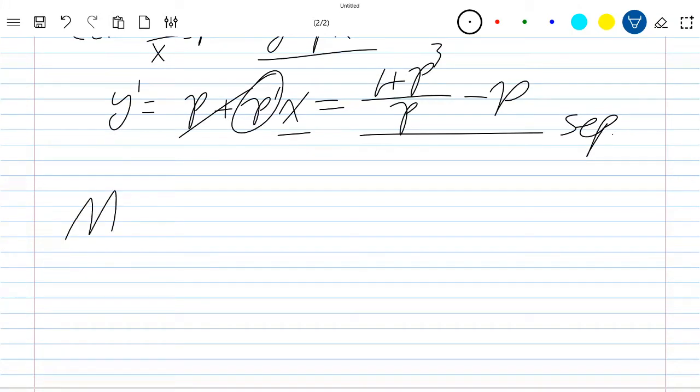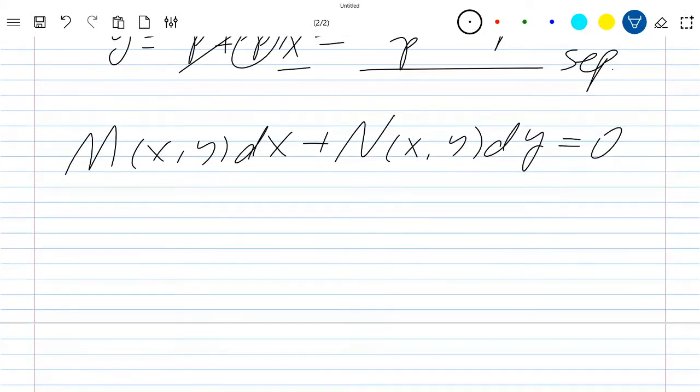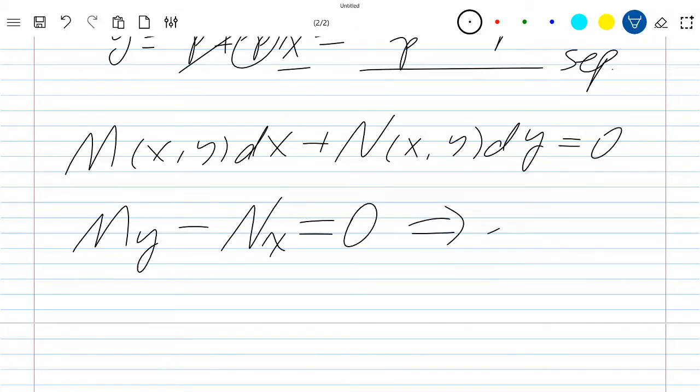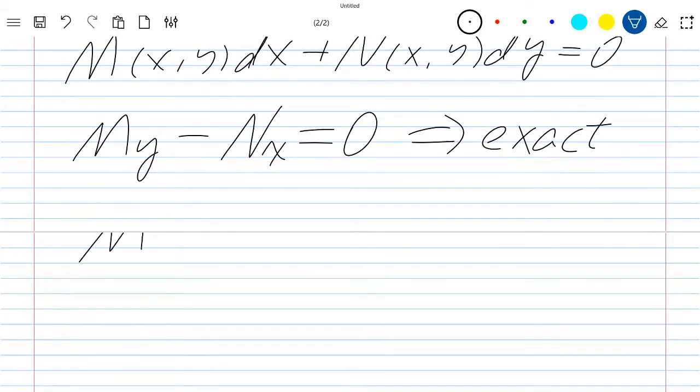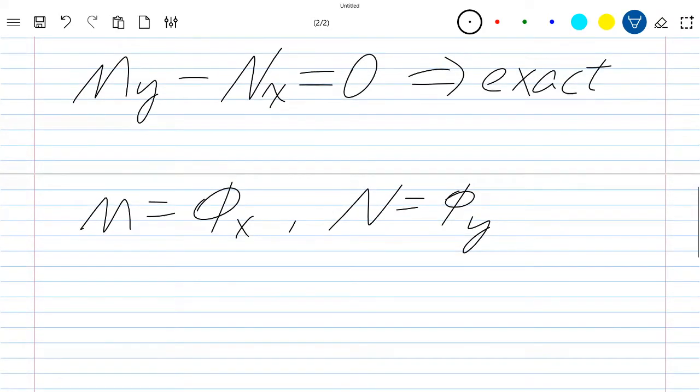And the third type is the exact equation. If the equation is written in this form, and we check the partial derivative of m with respect to y, and the partial derivative of n with respect to x. If they happen to be the same, then we call this equation exact. And that implies there exists a function phi whose x derivative equals m, and y derivative equals n. How do you construct phi?